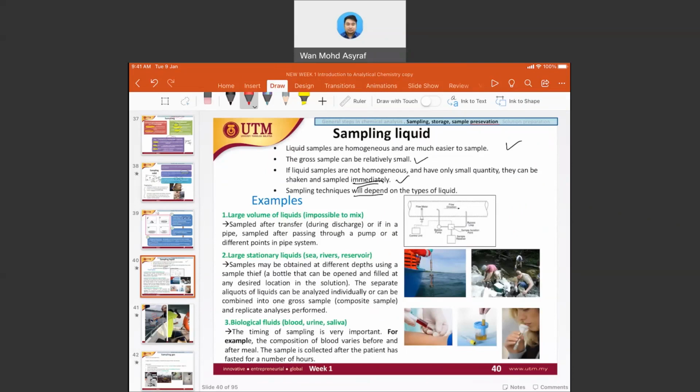Okay, so examples of liquid samples, for example, large volumes of liquids, large stationary liquids, and then biological fluids also can be used. But for biological fluids, usually we don't use a sample thief. We will be using syringes or a small collector. Okay? Alright.